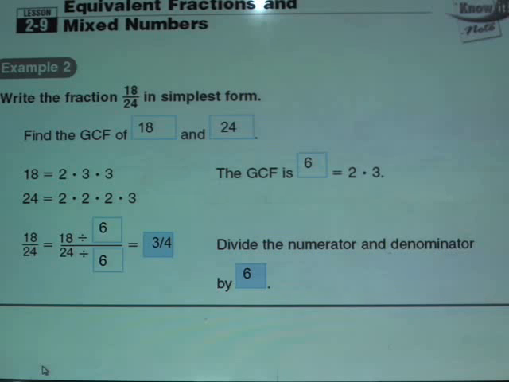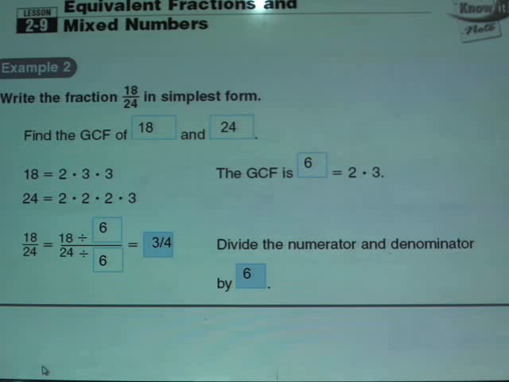Okay, let's take a look at number 2. We're writing the fraction 18/24 in simplest form. So here's where we come back to that definition of relatively prime. We know a fraction is fully reduced if the number in the numerator and the number in the denominator are relatively prime, meaning they have a greatest common factor of 1. These two do not have a greatest common factor of 1. So that's the challenge here.